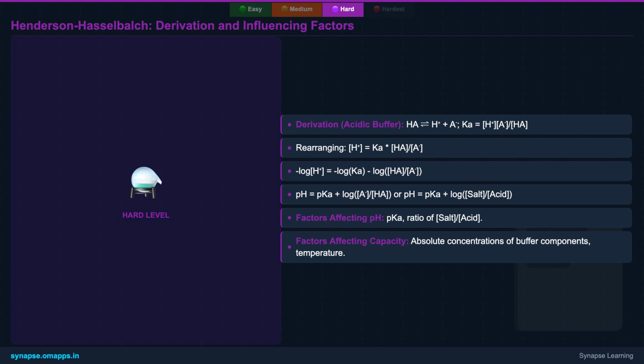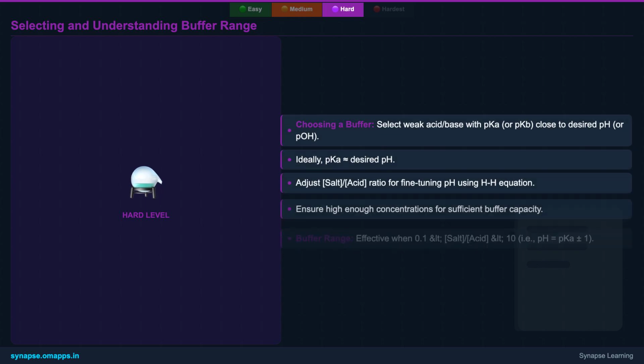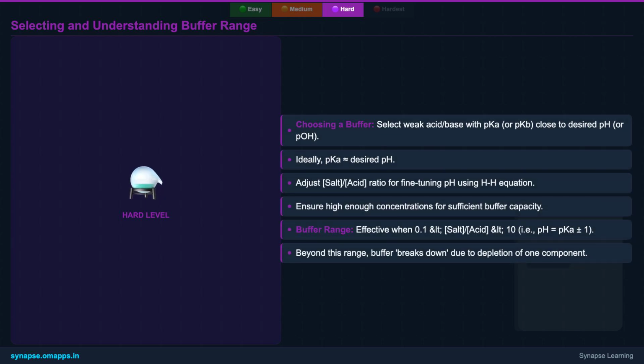We'll also discuss the various factors that influence a buffer's pH and its capacity, such as the ratio of components, their absolute concentrations, and the impact of temperature on Ka values. Understanding these factors is crucial for predicting buffer behavior under different conditions. Choosing the right buffer system for a desired pH is a common challenge.